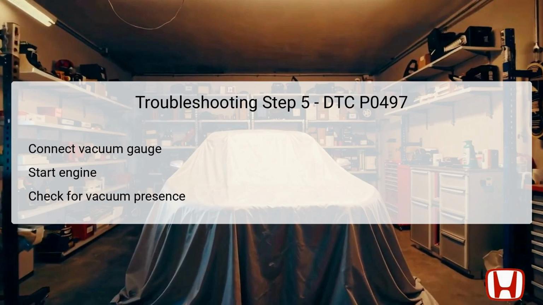For this step, connect the vacuum pump and gauge to the purge tube while ensuring the engine is idling for accurate measurement. The purge tube runs from the intake manifold to the EVAP canister purge valve and must be free from blockages for proper function. By checking whether there is vacuum present at this stage, you can ascertain if the pathway is completely unobstructed.